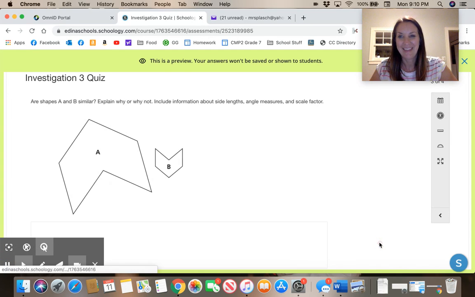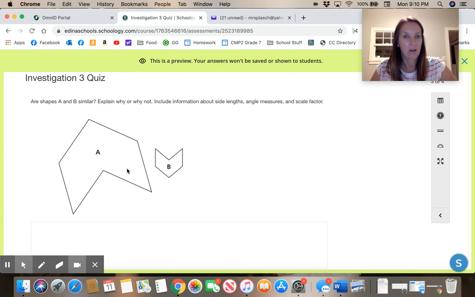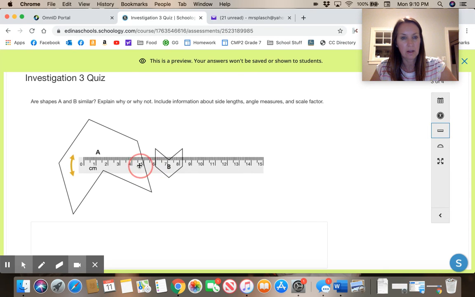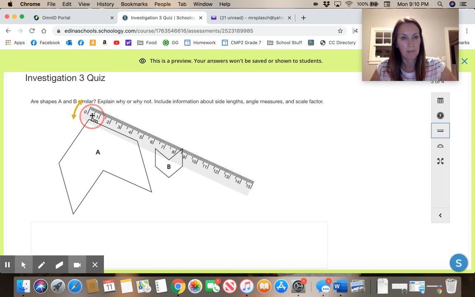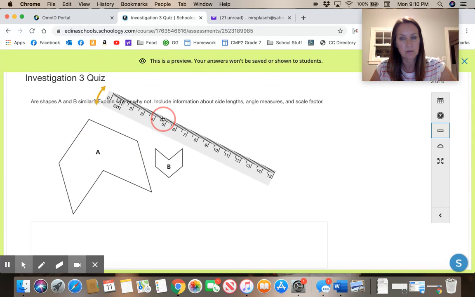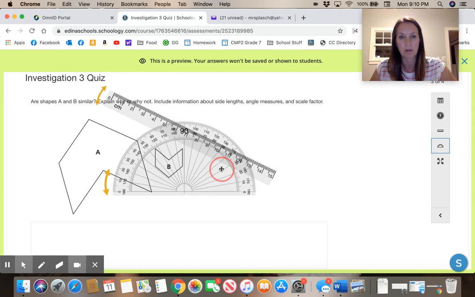Okay, and then we have a question. Are the shapes similar? Explain why or why not. So you type your answer down here. Up here you have access to a ruler. If you click on it, you can move it around, and then you can tilt it how you want to measure the sides. You also would have a protractor if you want to check the angles.